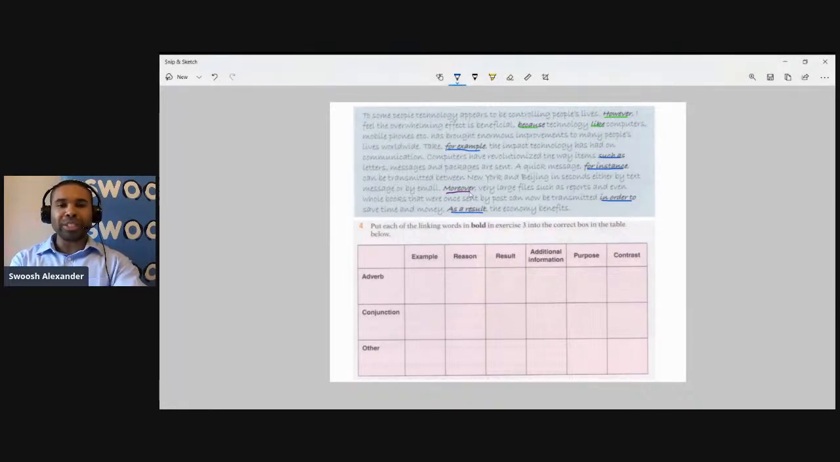So my first question for today, for those watching live, is why do you think I've used different colors to underline these different words and phrases? If you know the answer, let me know in the chat box.